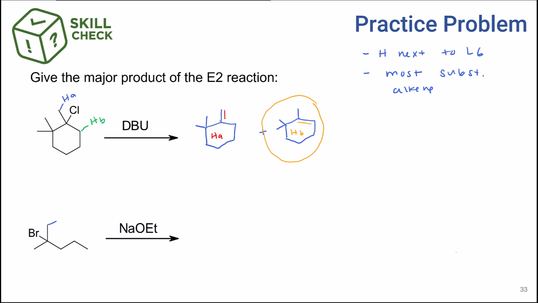All right, same thing here, HA. This is also HA, though they're the same. This is HB. Let's just draw out both products again. If I take HA, I get this. And if I take HB, I get this one. So di-substituted versus tri-substituted, this is my major product.